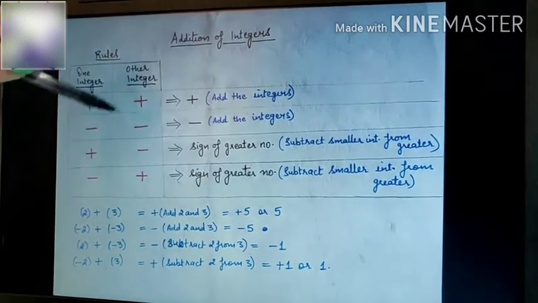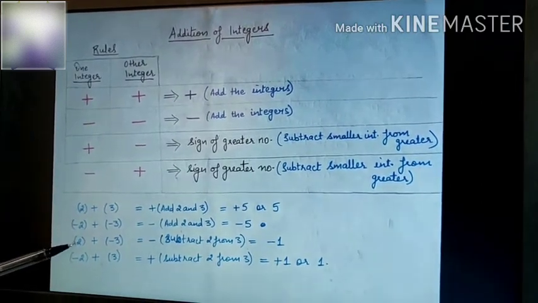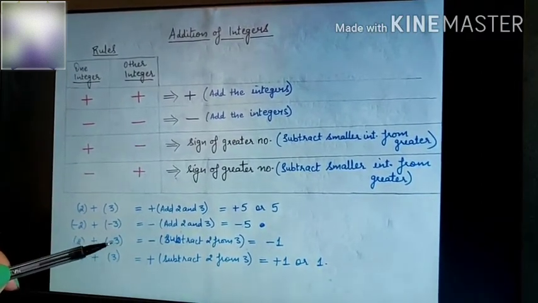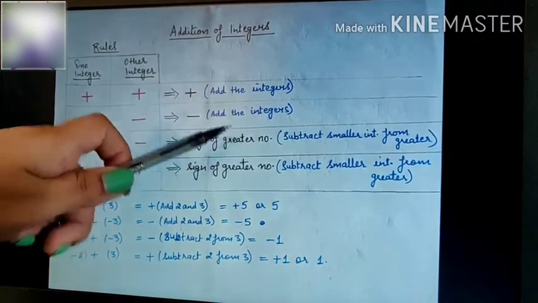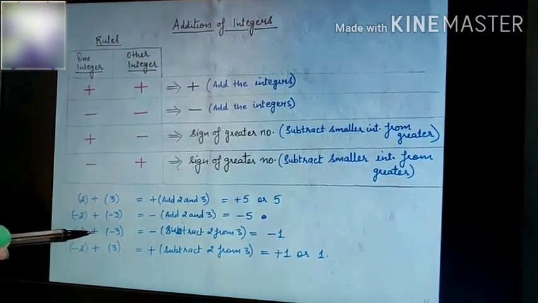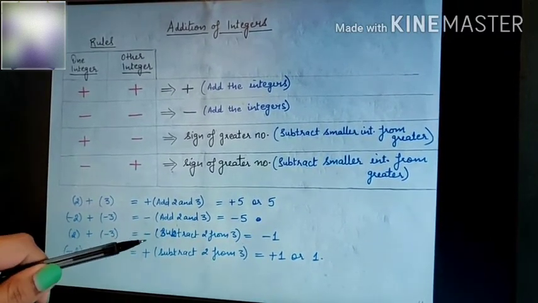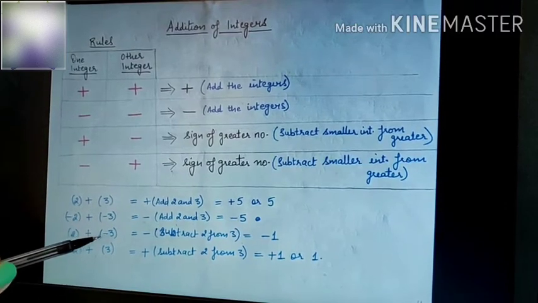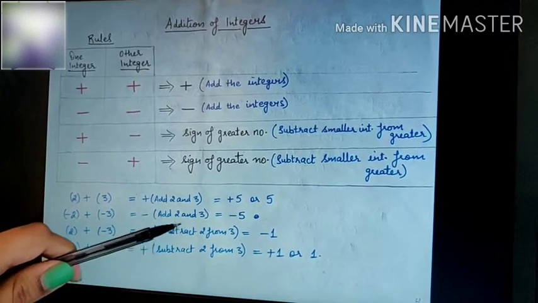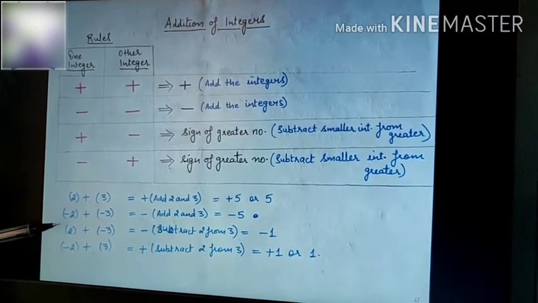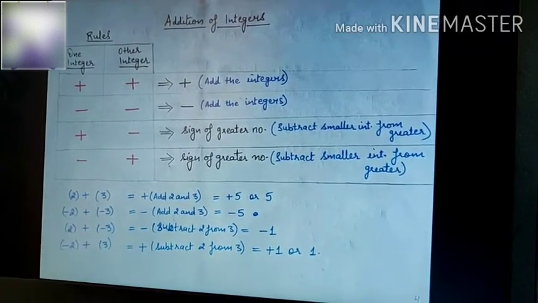Now one is positive and second one is negative. So I have taken positive integer 2 and negative integer minus 3. When we add them, I told you the sign will be of the greater number. Now out of 2 and 3, obviously 3 is greater and here 3 is negative. So I will put a minus sign because the greater number is negative. Now you just have to subtract the smaller number from the greater. 2 is smaller, subtract 2 from 3. So 3 minus 2 is 1. Your answer is minus 1.